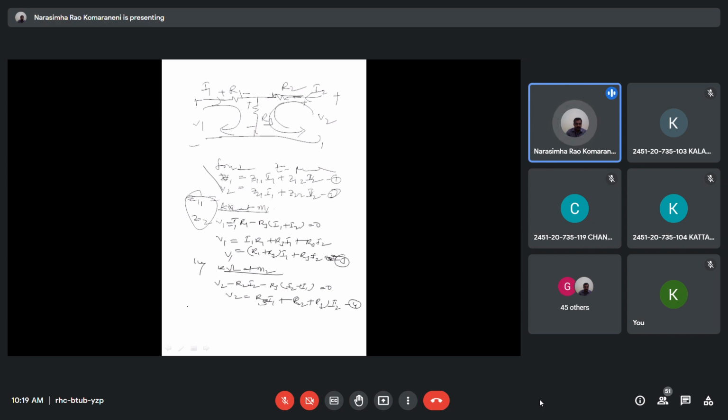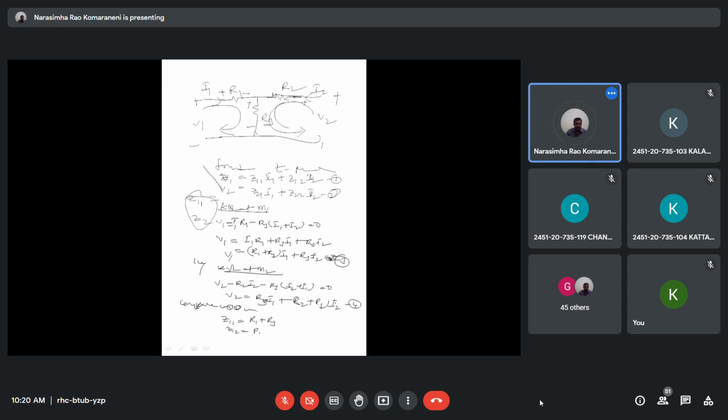Now if you compare equations 1 and 2 with 3 and 4, Z11 is equal to R1 plus R3 and Z12 equal to R3.